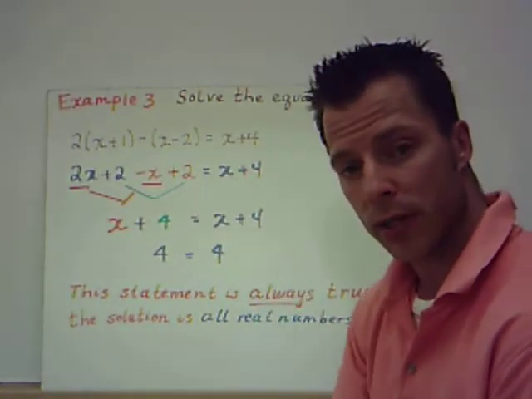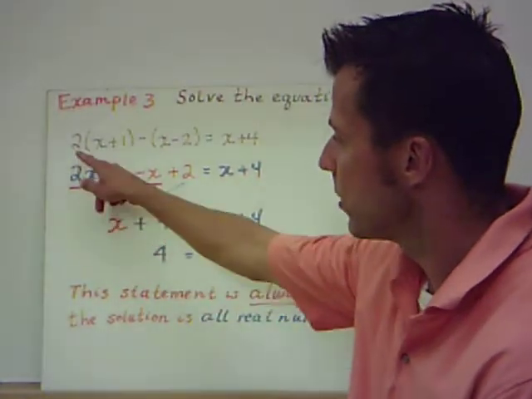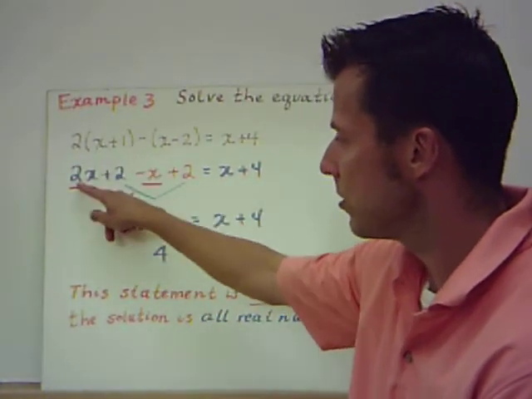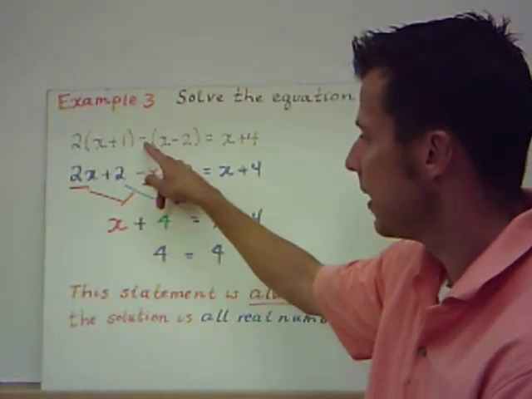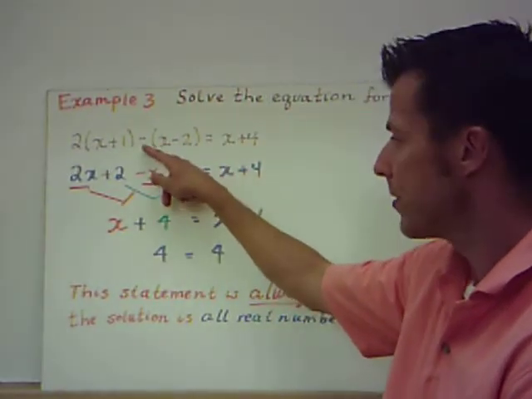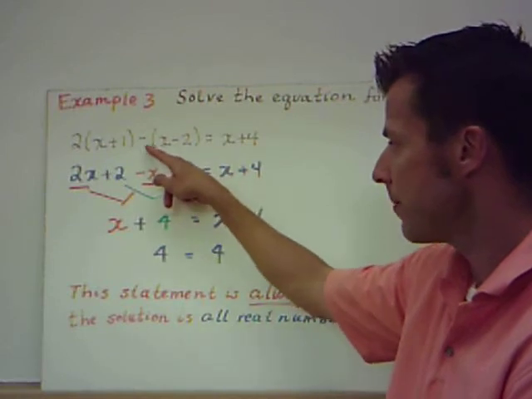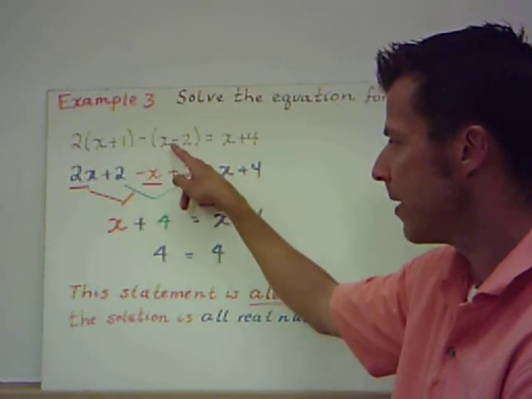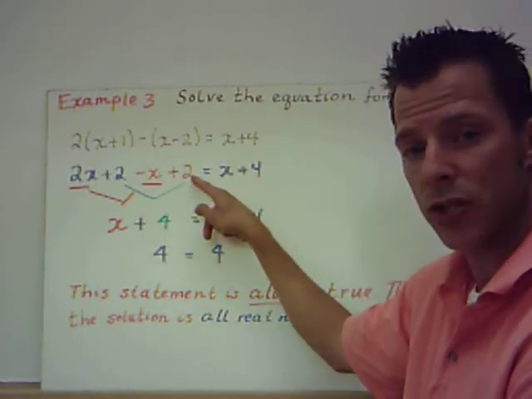So again, step 1, let's distribute. Okay? So we distribute the 2 in that first expression, 2x plus 2. And then basically what this is saying is you're taking the opposite of each term here, the opposite of the quantity x minus 2. So the opposite of x is negative x. The opposite of subtracting 2 is adding 2.